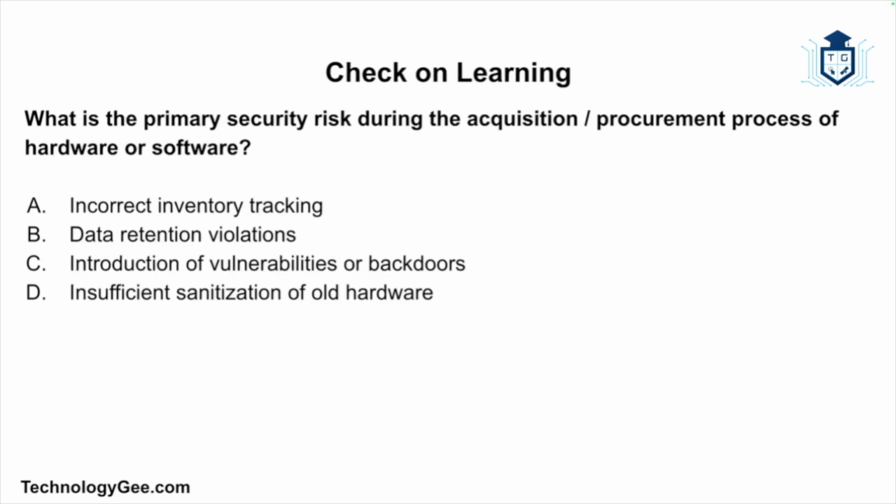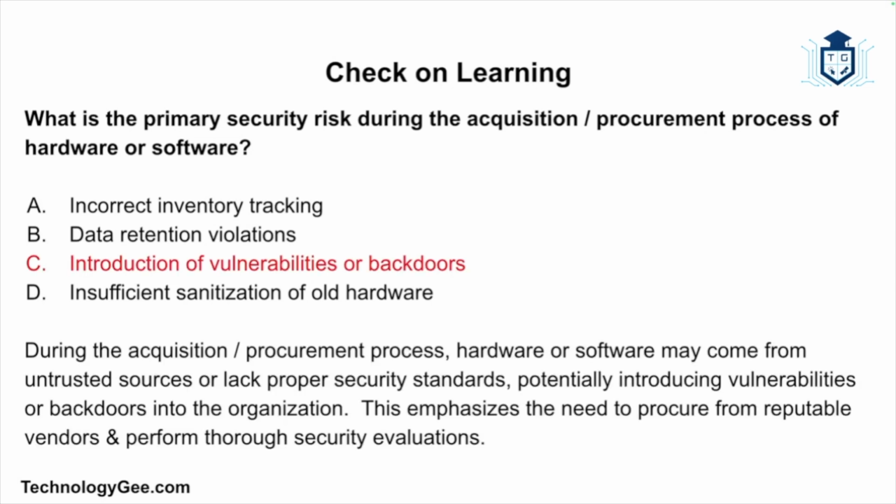All right, now with all of that being said, let's do some check on learning. The first question is, what is the primary security risk during the acquisition procurement process of hardware or software? Is it incorrect inventory tracking? Is it data retention violations? Is it introduction of vulnerabilities or backdoors? Or is it insufficient sanitization of old hardware? And the correct answer is introduction of vulnerabilities or backdoors.